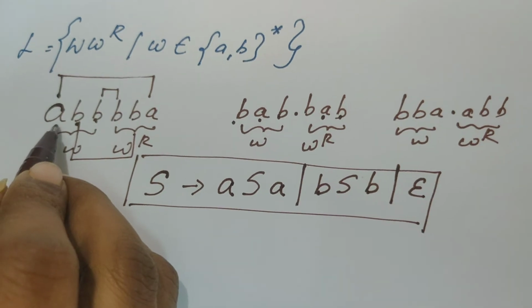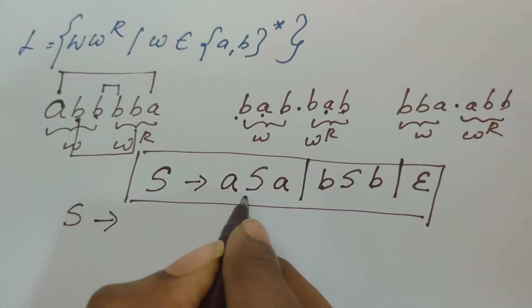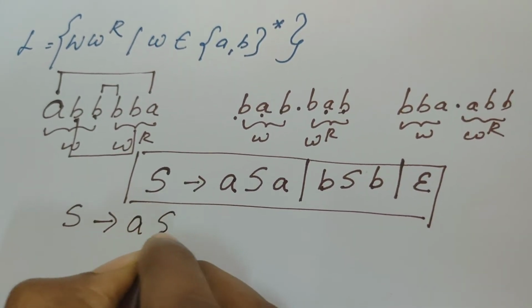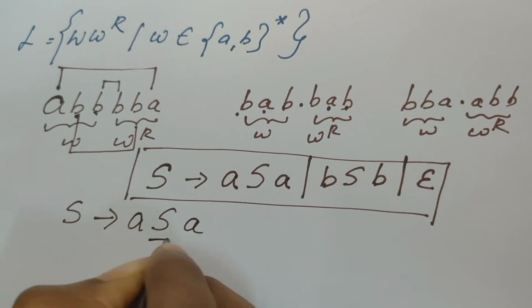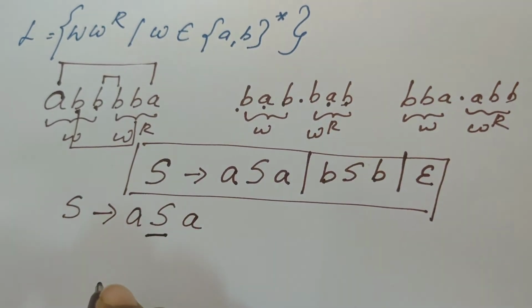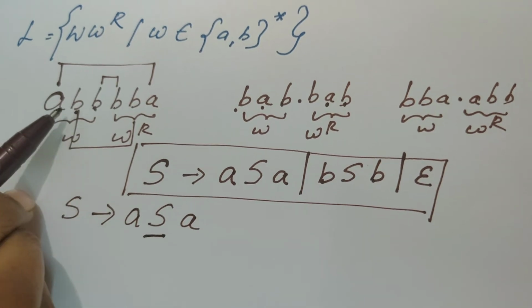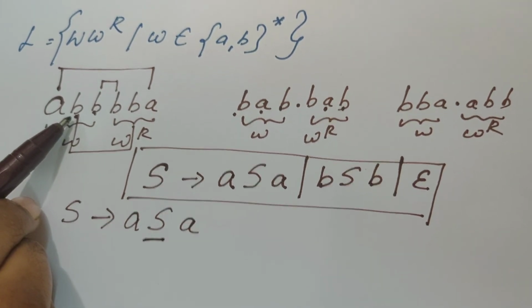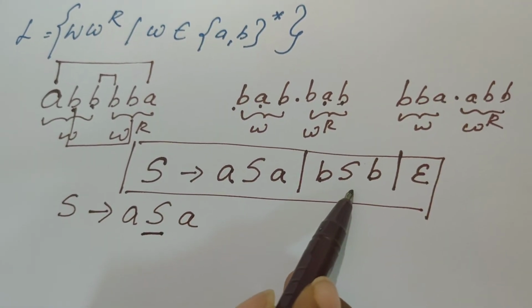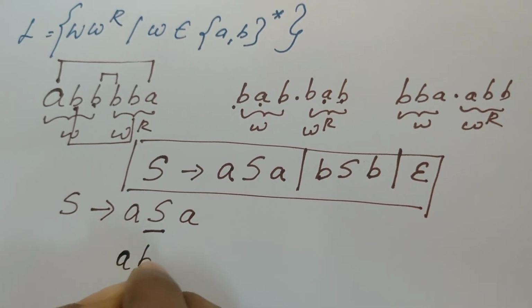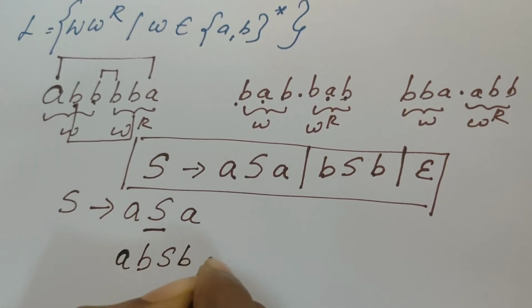So the first character is A. So obviously I have to choose this rule: A S A. Now this is a recursive variable. In place of S, what could we replace now? Now the second character is B. We have to obtain B. So obviously we have to choose this rule: A B S B A.